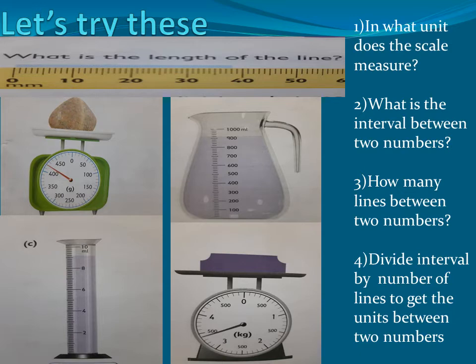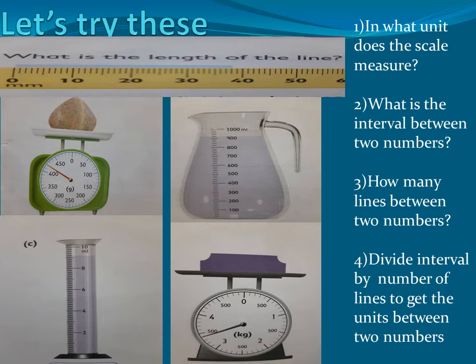Okay, let's look at the next one. We have a glass jar. This glass jar measures in what? Look at it and say it. Great job. It measures in milliliters. You can see it up here where you have the 1000 milliliters. Okay. All right. Now, second thing, what is the interval between the two numbers? Let's check. 100, 200, 300, 400. The interval is 100. Okay, that's the difference between one number and the next one.